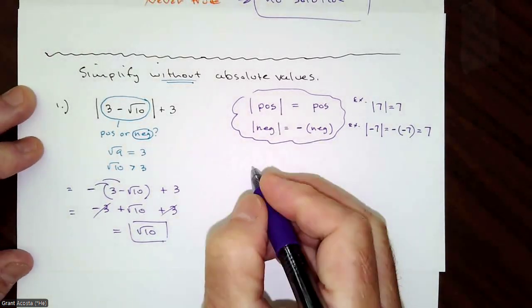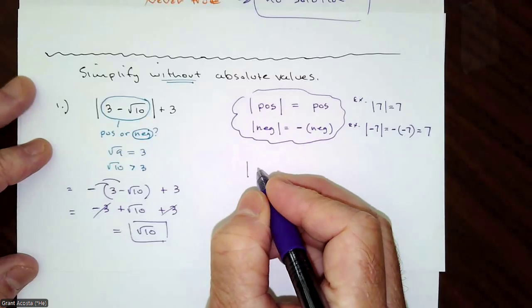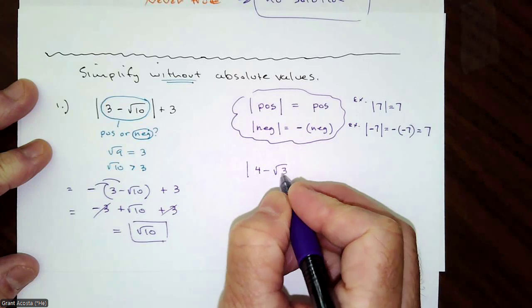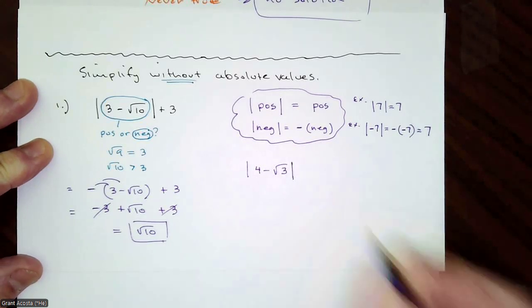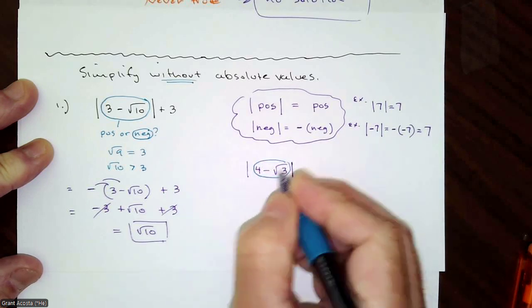Now, maybe I can squeeze one more example in. Let's say I had 4 minus the square root of 3, and I said simplify that without an absolute value. I need to know whether this is positive or negative.